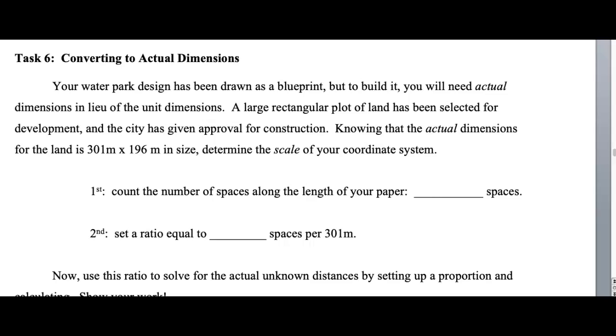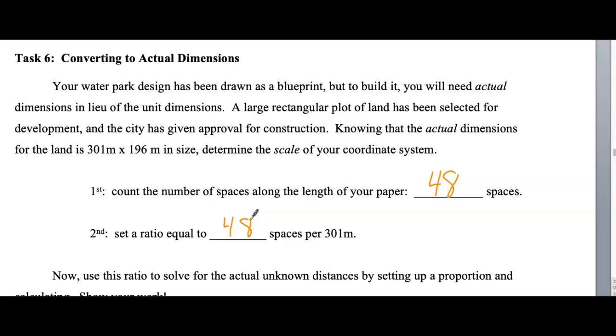In this task, a large rectangular plot of land has been selected for development and the city has given approval for construction, knowing that the actual dimensions for the land is 301 meters by 196 meters in size. Determine the scale of your coordinate system. We are going to count the number of spaces along the length of your paper. I've already done that for you. It is actually 48 spaces. So we're going to set a ratio equal to 48 spaces per 301 meters.